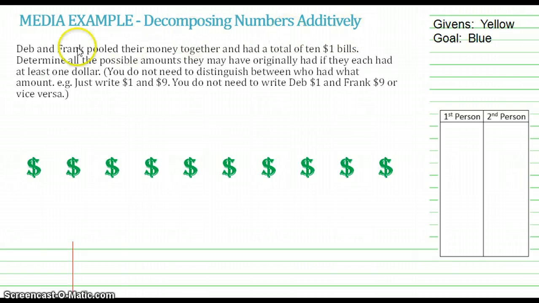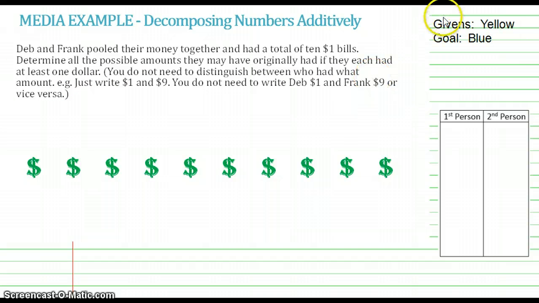Let's read the problem carefully. Deb and Frank pooled their money together and had a total of 10 $1 bills. Determine all the possible amounts they may have originally had if they each had at least $1. You do not need to distinguish between who had what amount. Just write $1 and $9. You do not need to write Deb had $1 and Frank had $9 or vice versa.